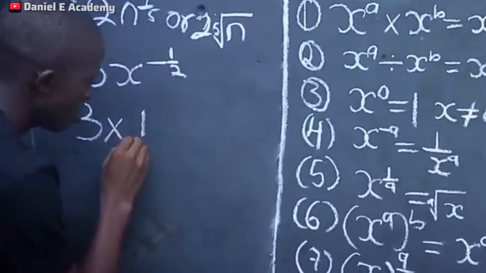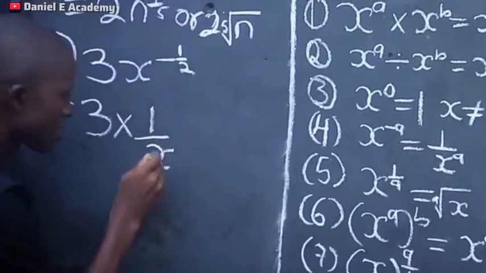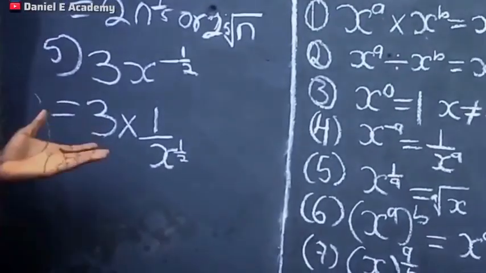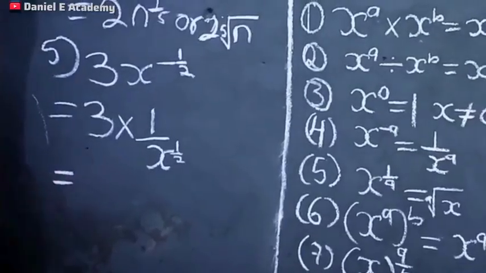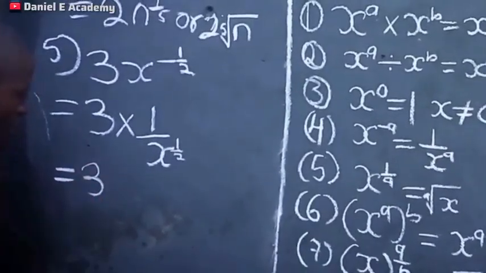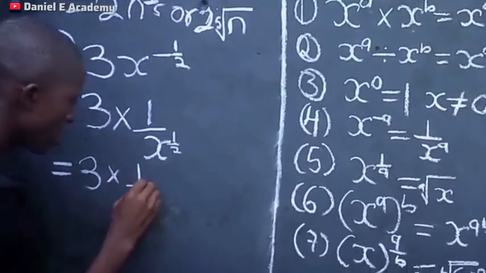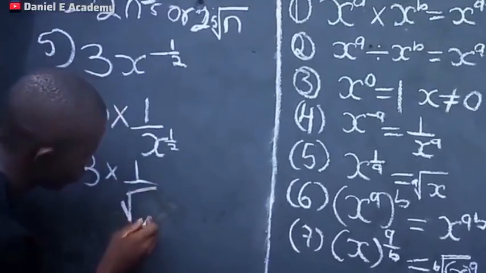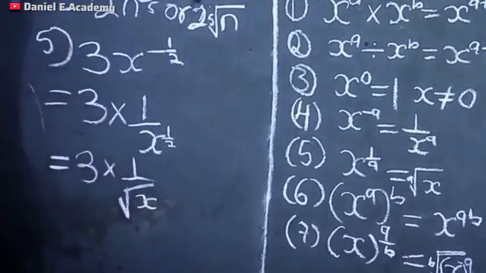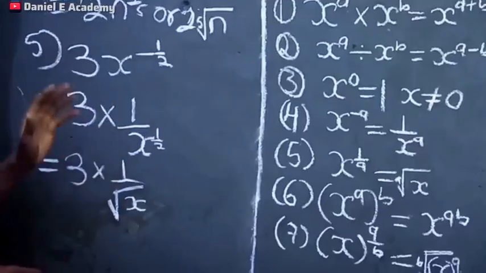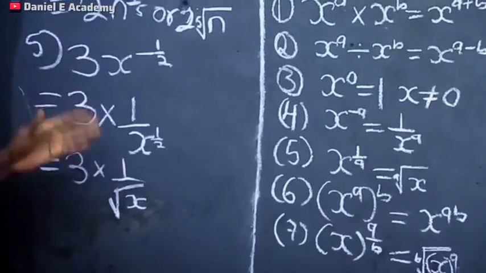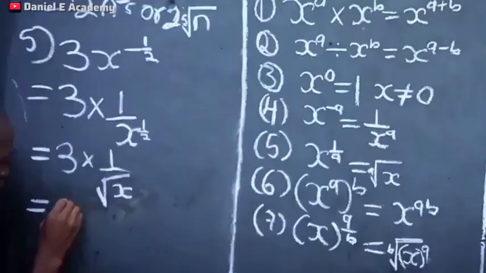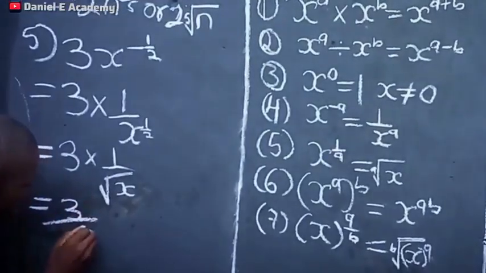So this will be 1 over x power 1 over 2. So this will be 3 multiplied by 1 over the root of x, because x power 1 over 2 is the root of x, or the root of the number.